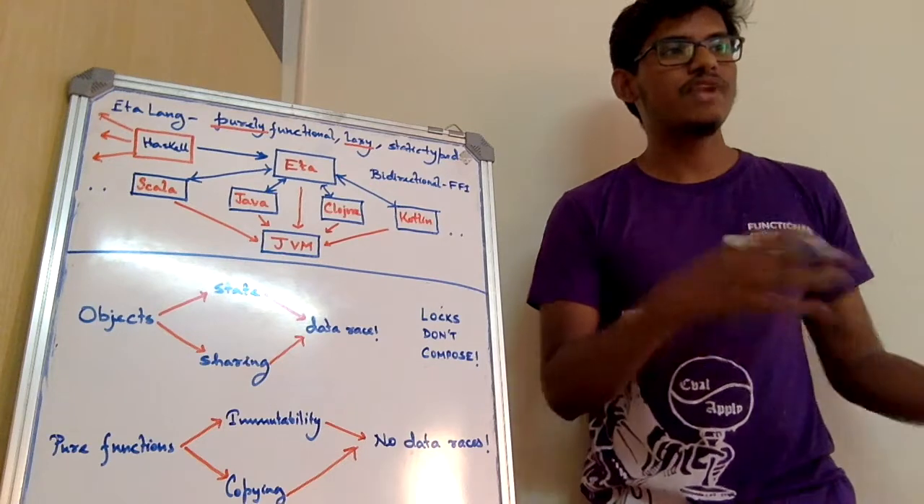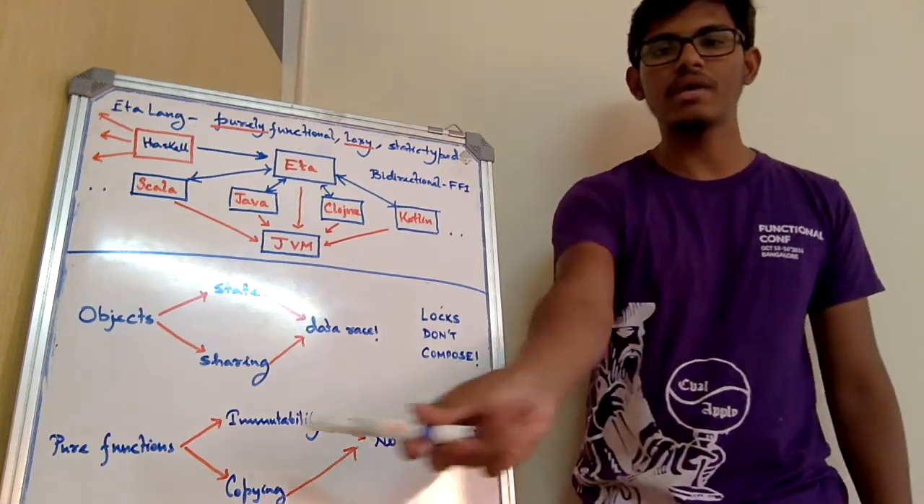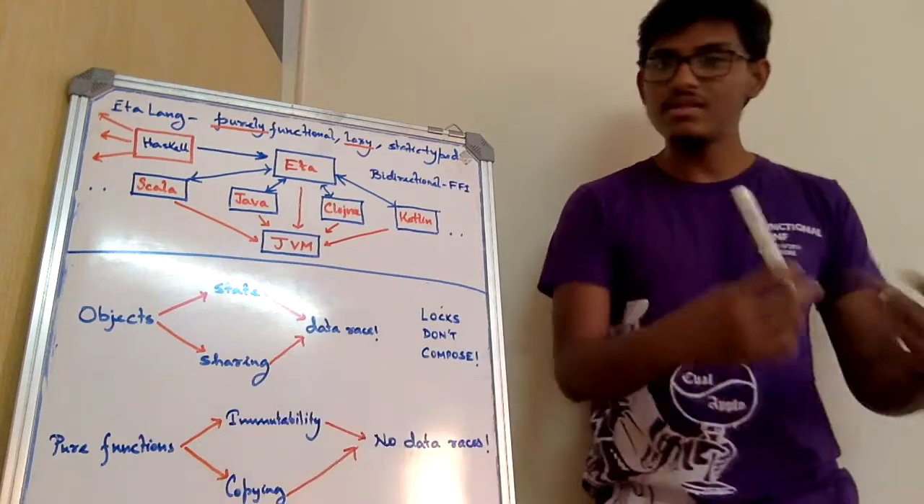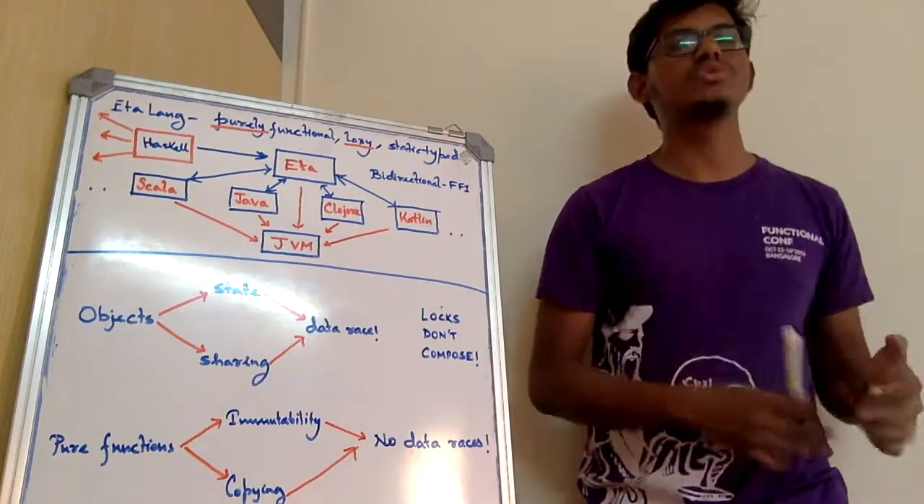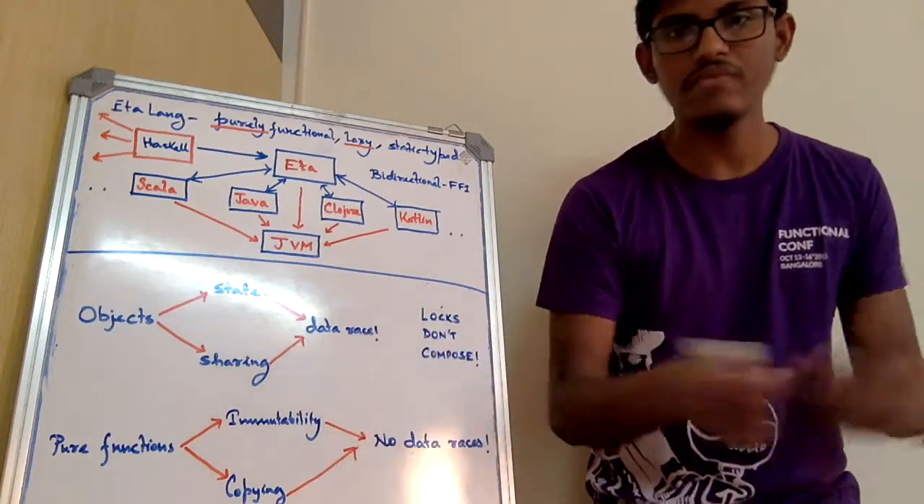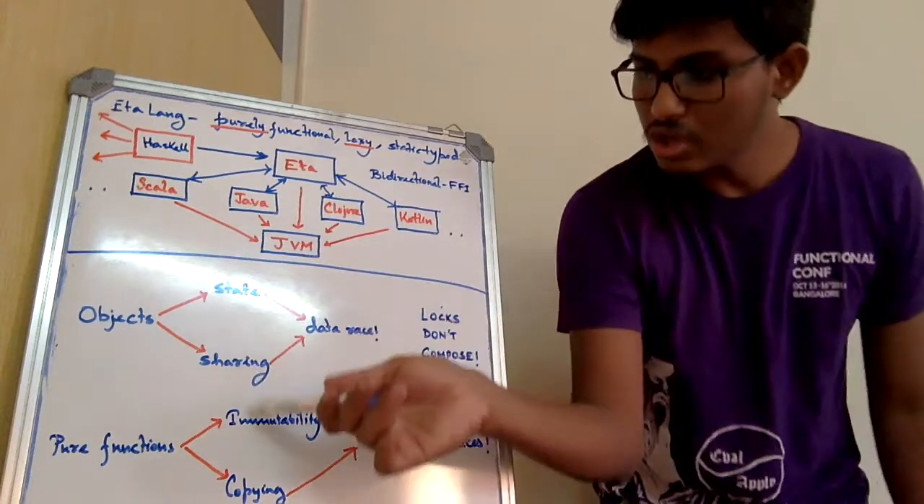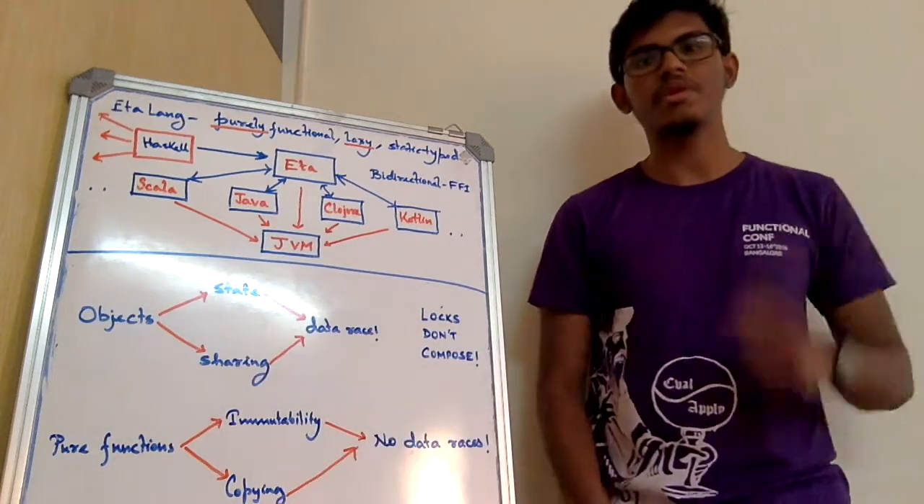The fundamental approach in pure functional programming is different. Pure functional programming has immutability. It doesn't allow mutation. It doesn't allow you to change the state. And it works with copying instead of sharing: whenever you deal with pointers or references, instead of sharing, you actually do copying.